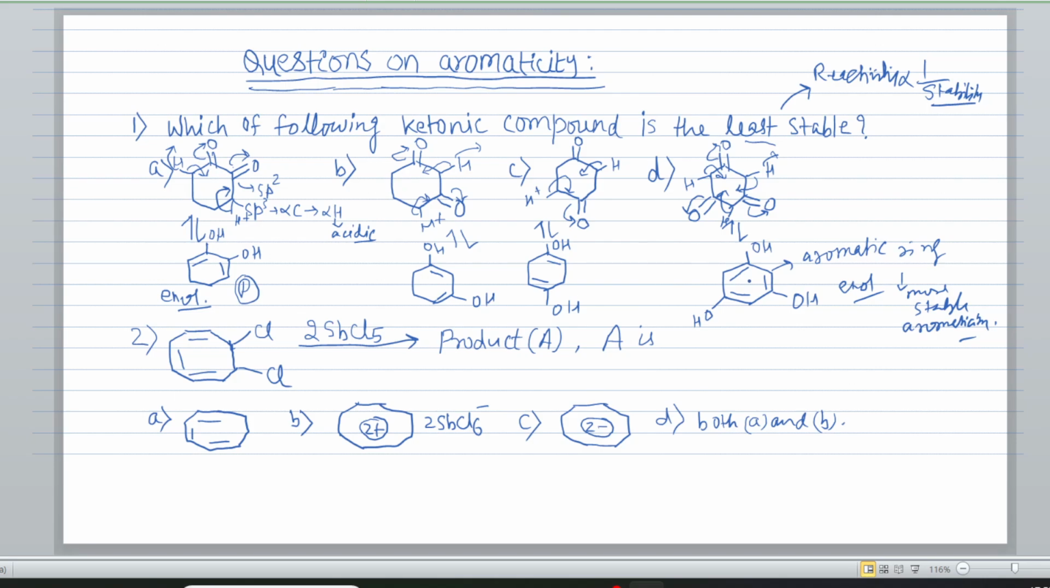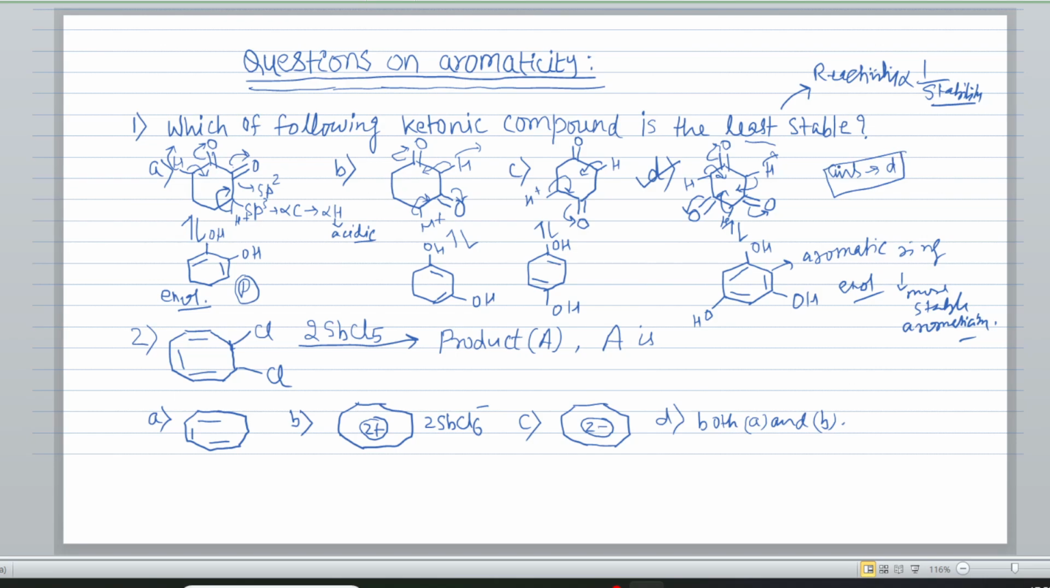It is highly stable and this is highly reactive. Since D molecule is highly reactive, therefore this D molecule will be least stable. Therefore, correct option of this question is D. So, here in box we can write correct answer is D.